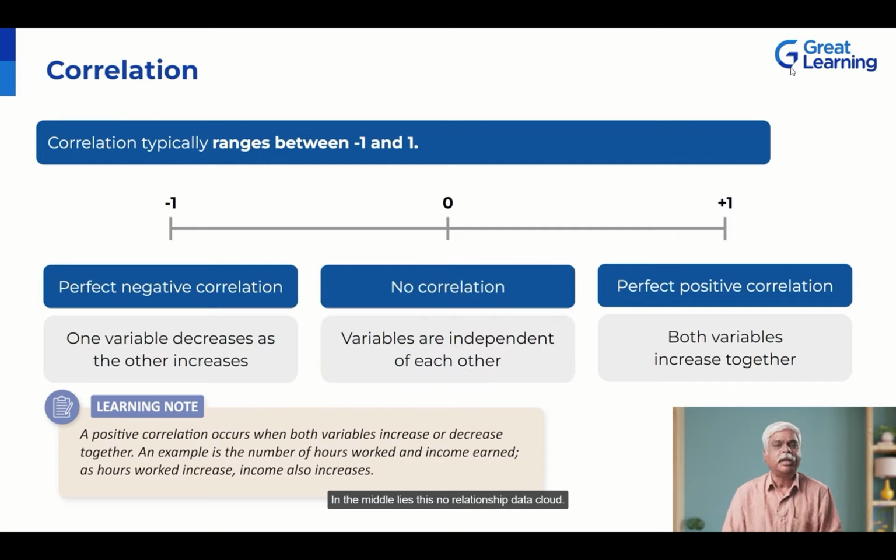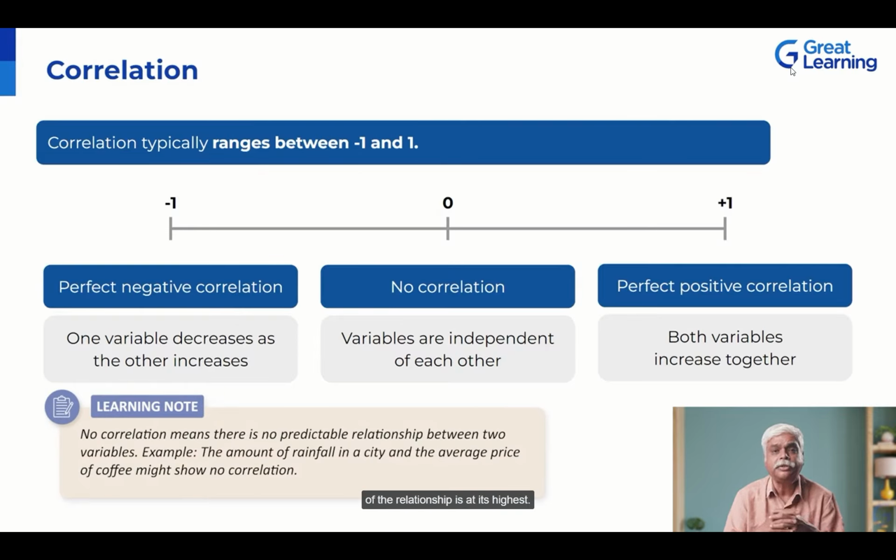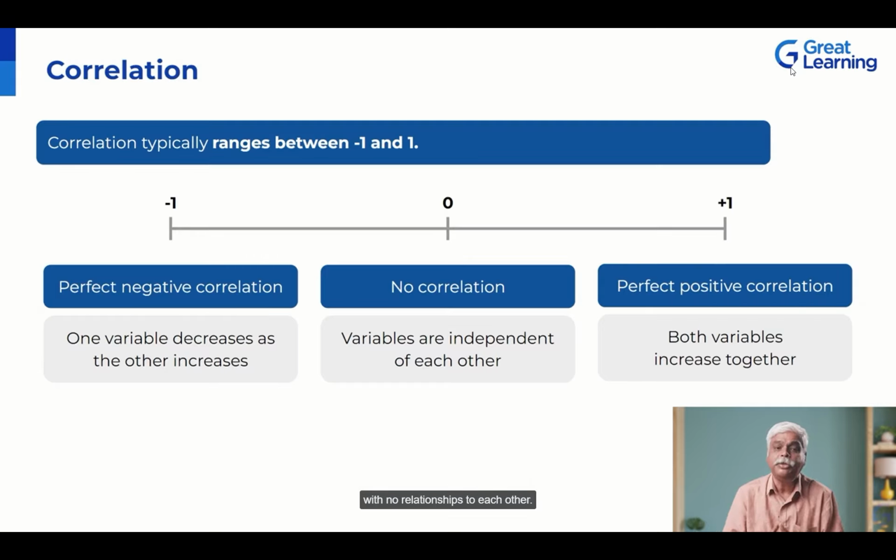In the middle lies this no relationship data cloud. Variables are independent of each other. As one increases, you can say nothing about the other variable. The data points are all over the place. You increase one, the other may increase, decrease, sometimes increase, half the time increase, half the time decrease. I don't know. This is where the statistical nature of the relationship is at its highest. Everything seems to be moving randomly and with no relationship to each other. Variables seem to be moving randomly with no relationships to each other. A sophisticated way of saying it is that the variables are independent of each other.